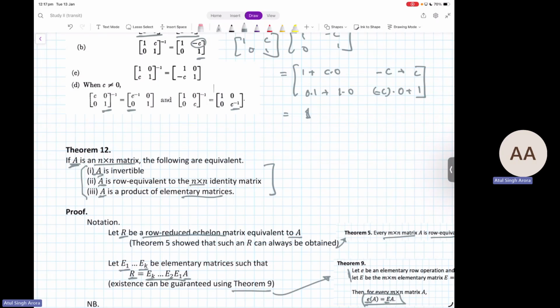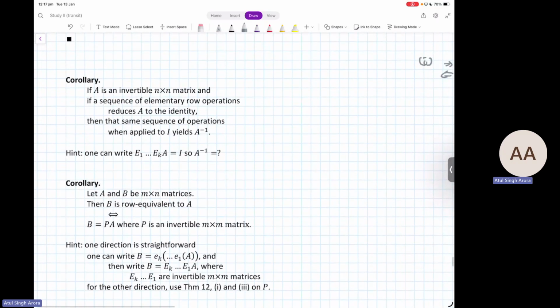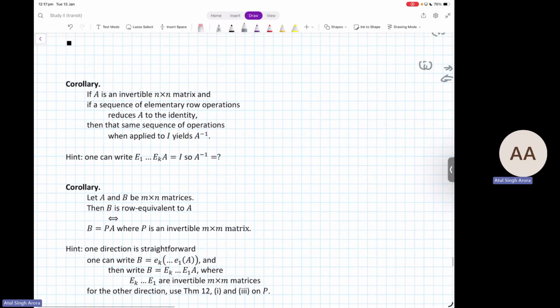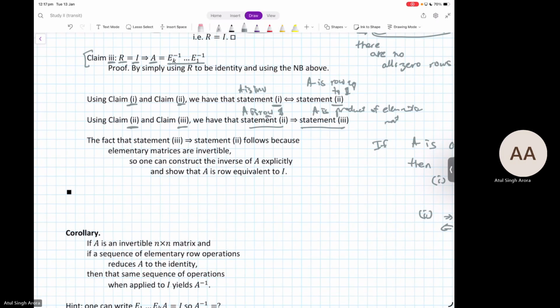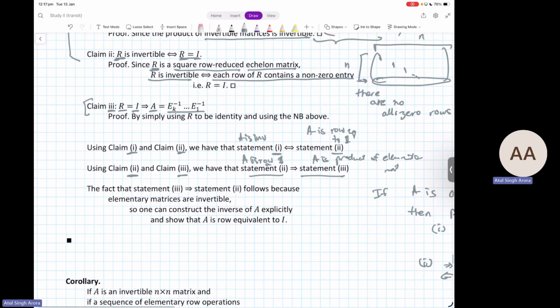All good? Okay, so let us continue then. All right, so what we've done is we've said 1 is equivalent to 2, and we said 2 implies 3. So we said 1 and 2 are equivalent, and we have said 2 implies 3. It remains to establish that 3 implies 2 as well.